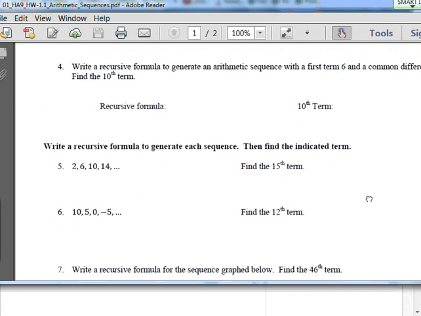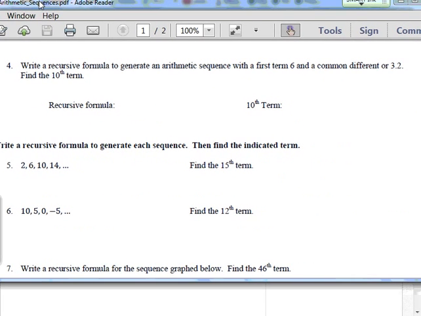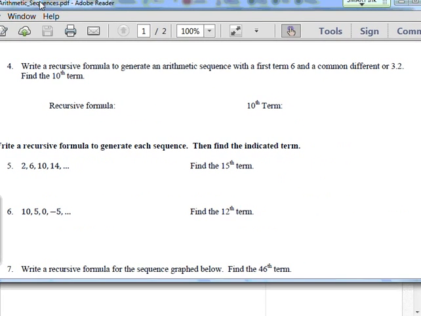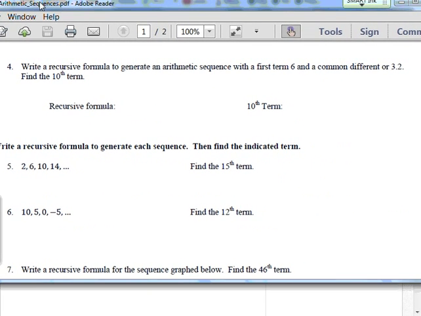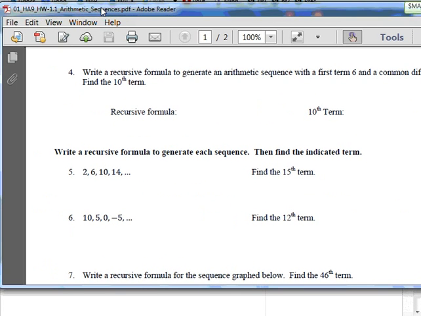Look at number 4. Write a recursive formula to generate an arithmetic sequence with a first term of 6 and a common difference of 3.2. That means that it's going up by 3.2 each time. Common difference is what it's supposed to say. All right, recursive formula, 10th term. This is where the calculator is going to be used.